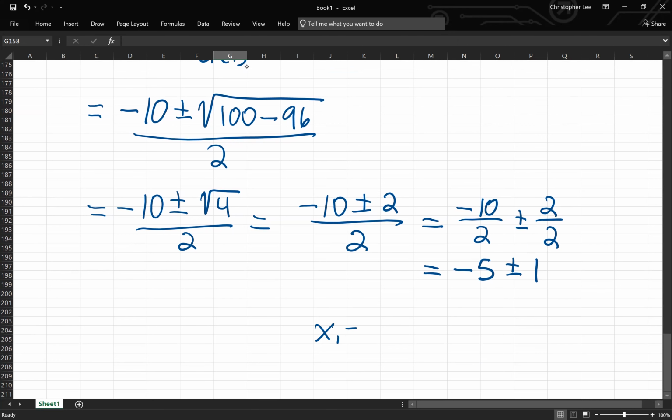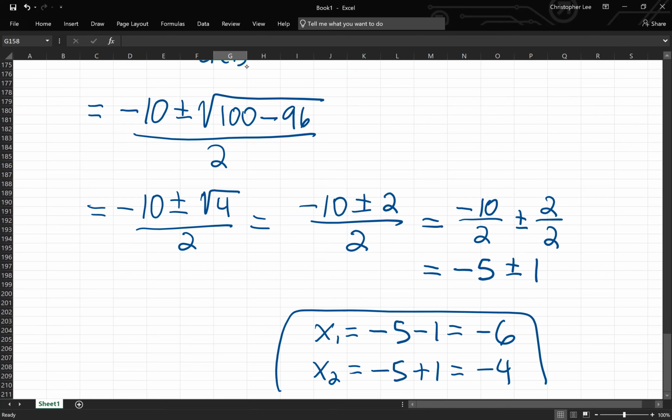So x1 is going to be negative 5 minus 1, call that negative 6. And x2 will be negative 5 plus 1, call that negative 4. And that's it. All right?